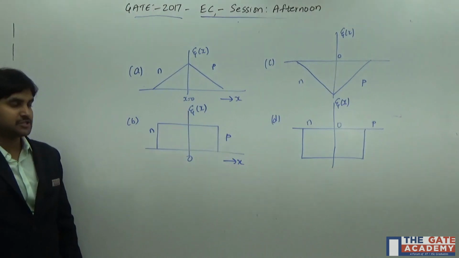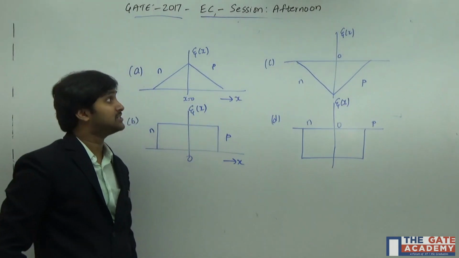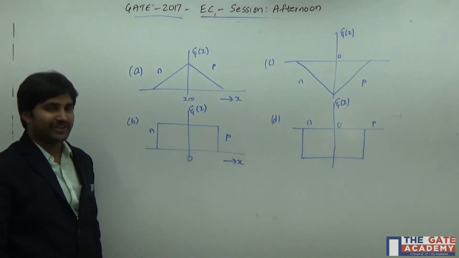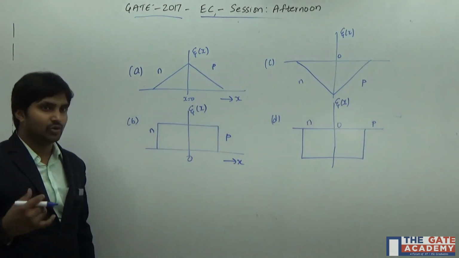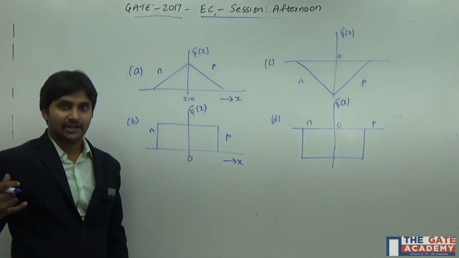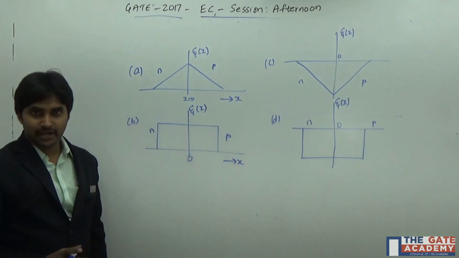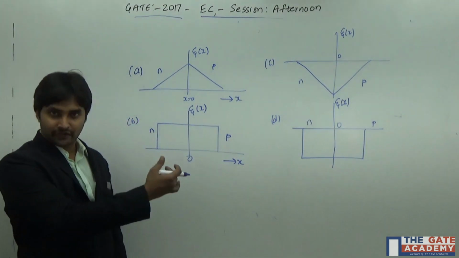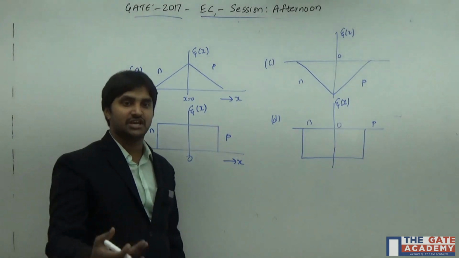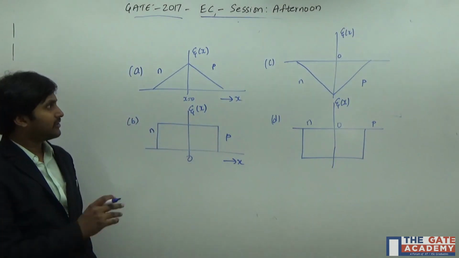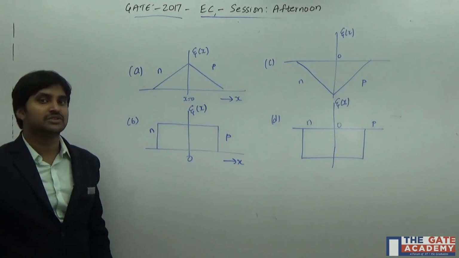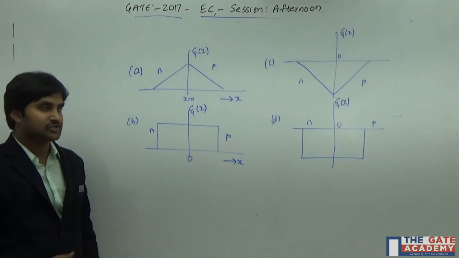Hello students. This particular question is from electronic devices and circuits. Now what is the question? It's a very simple question, because we know from the pattern that the questions are always going to be based on the electric field and the concentration gradient, and of course the diagrams of charge density, electric field, and potential gradient. It's a straightforward problem, and even in 2016 we had a similar problem.